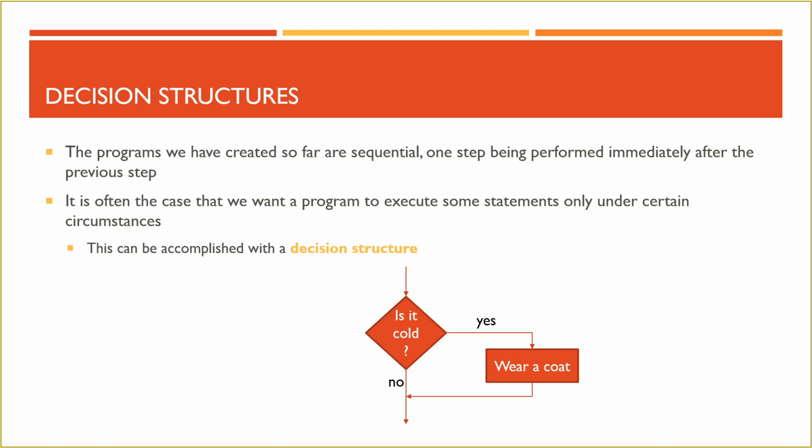We've actually already seen decision structures when we talked about flowcharts. Remember, the diamond in a flowchart was a decision point where you ask a question. Here it is, is it cold? If the answer to that question is yes, you'll perform some kind of action. If the answer is no, you'll move on to some other action.